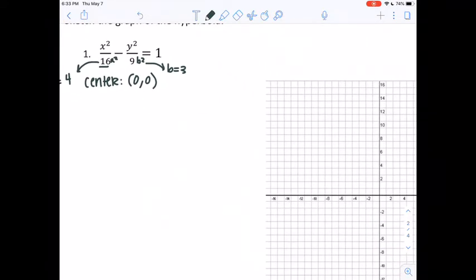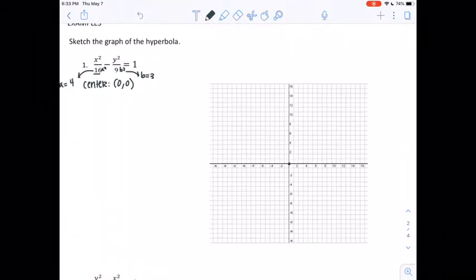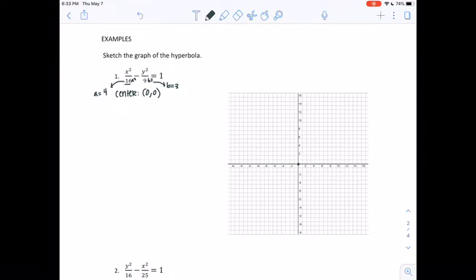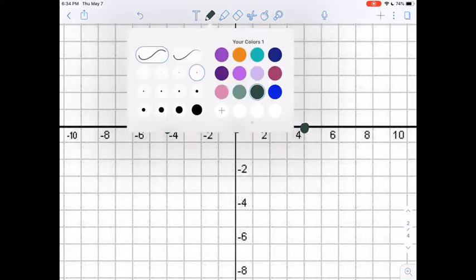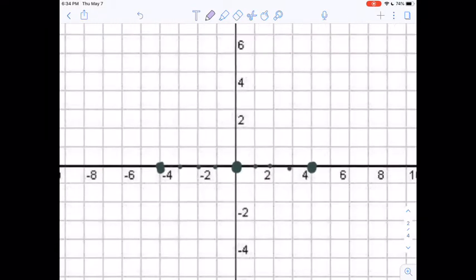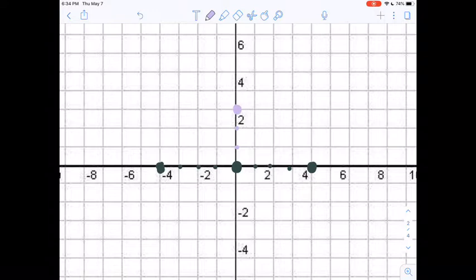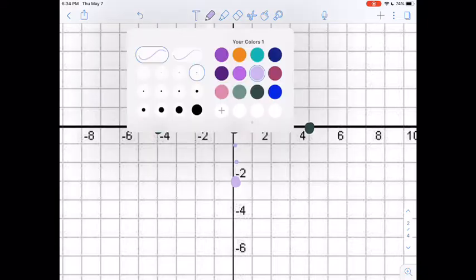Okay, so what I'm going to do is I'm going to plot 0, 0, because that's my center, and I'm going to count 4 along the x-axis. So 1, 2, 3, 4. I'm going to put this point here. 1, 2, 3, 4. I'm going to put this point here. And I'm going to do the same thing, but along the y-axis. And I got to count 3 up and down. So I'm going to go up 3, 1, 2, 3. Then I'm going to go down 3, 1, 2, 3. Okay. So from here, you need to create a rectangle.